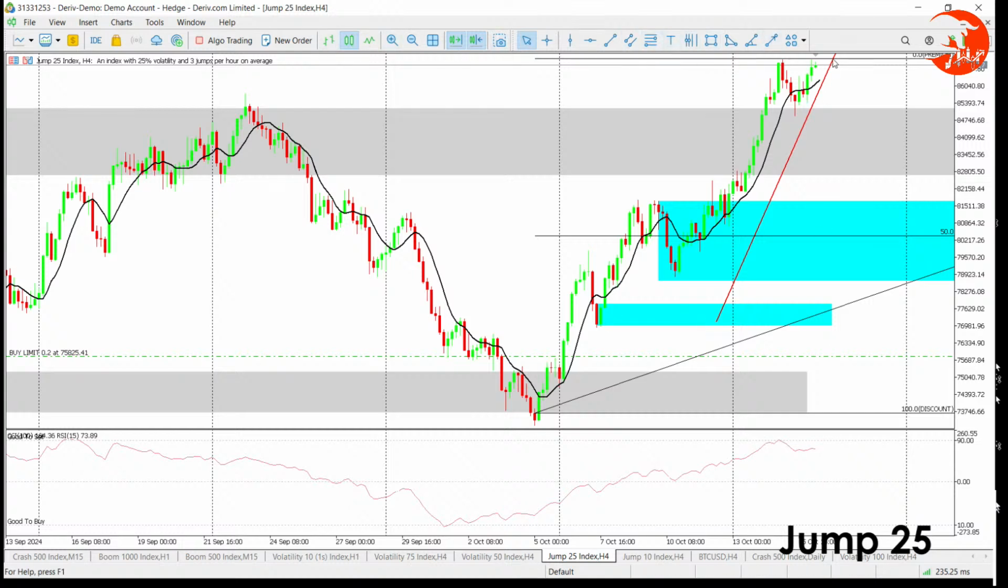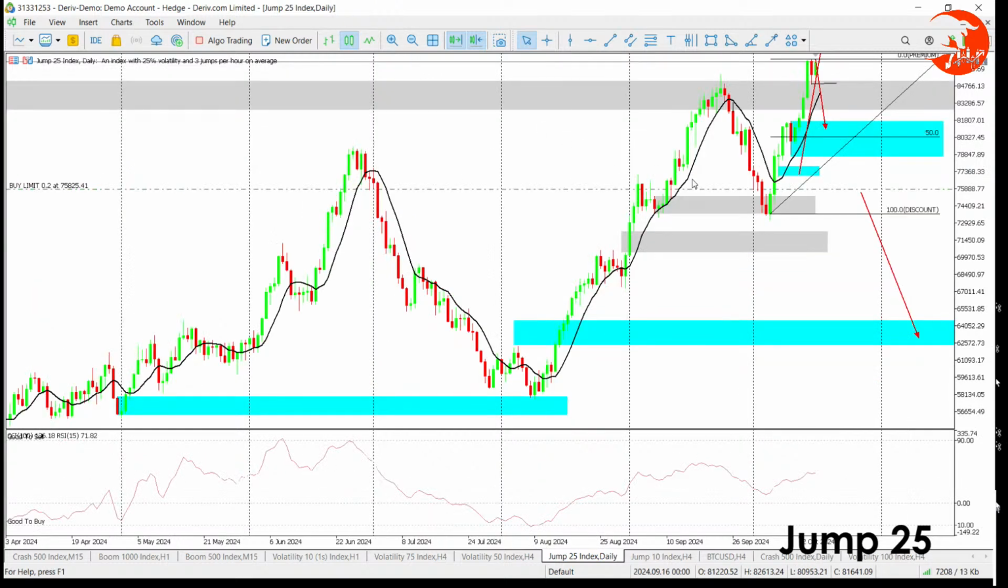So if we know that, then we can clearly anticipate a double top. We can clearly anticipate a double top to take us where? We can confirm where it's taking us on daily, and that would be the level. But I would actually look for some level like this, the one that is in the discount.